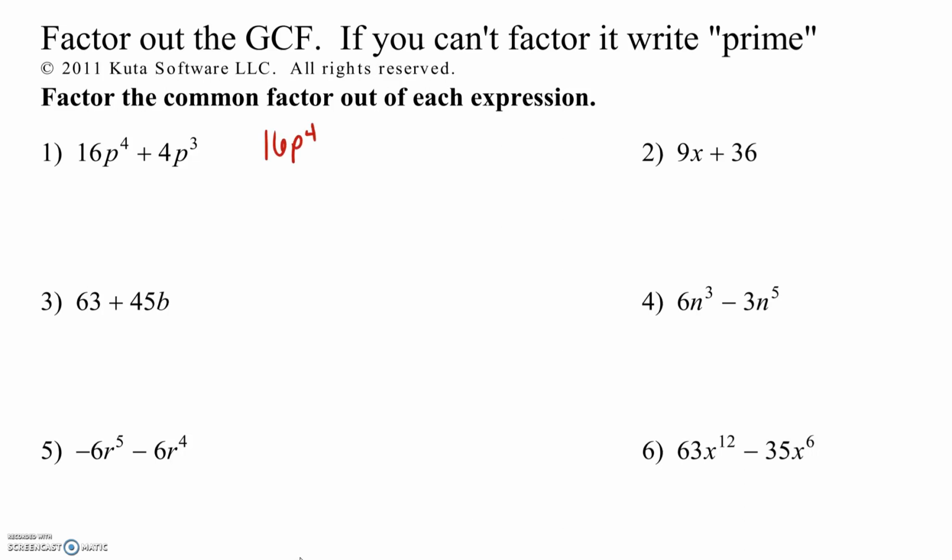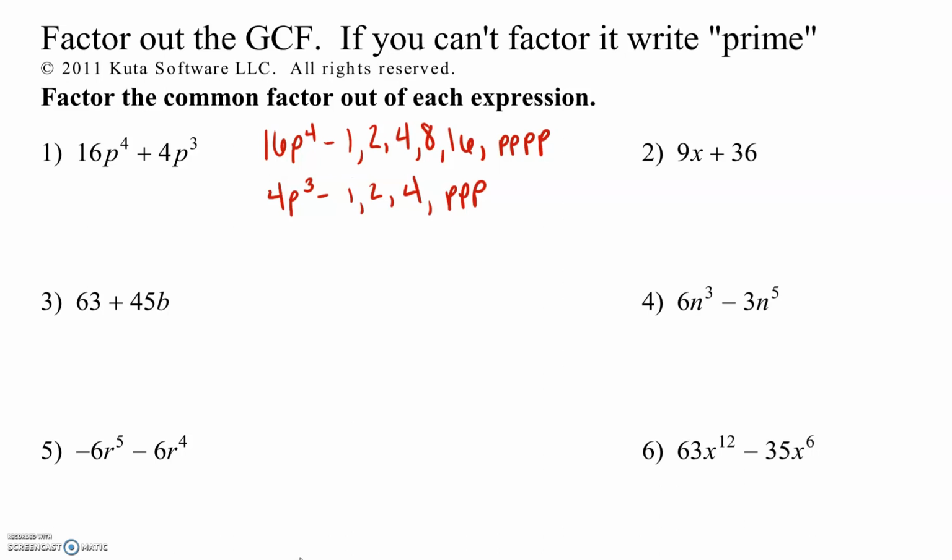So 16p to the 4th, those factors would be 1, 2, 4, 8, and 16, and then p, because p to the 4th power would be p. Okay, and 4 times p to the 3rd would be 1, 2, and 4, and p.